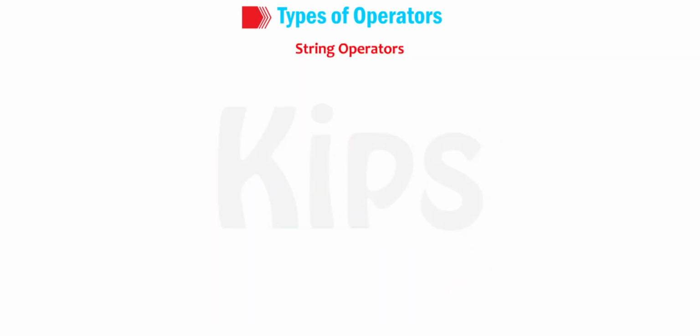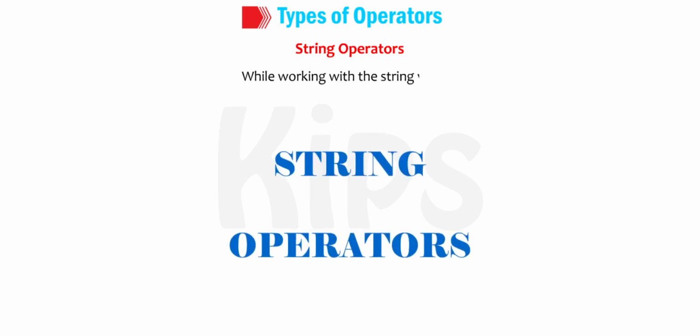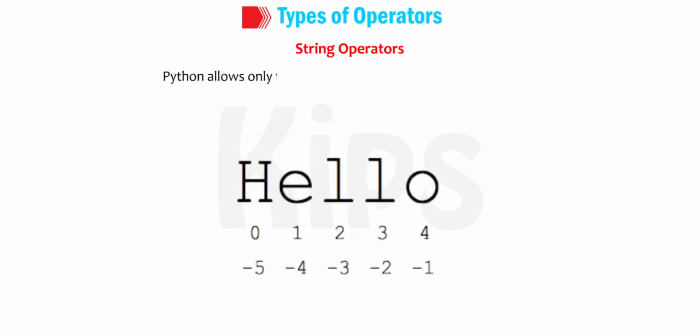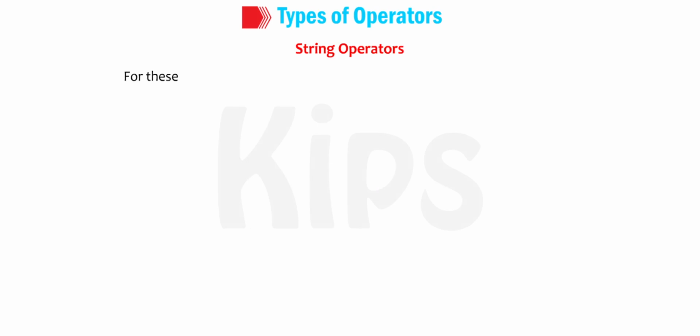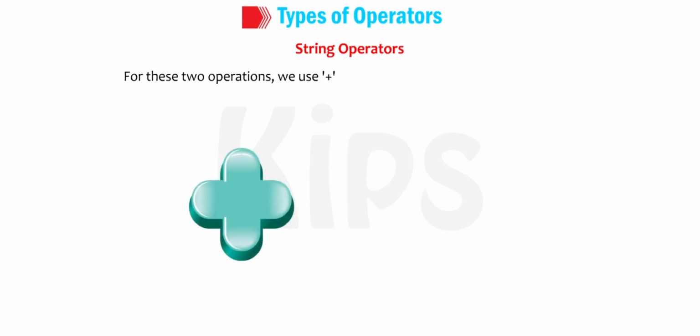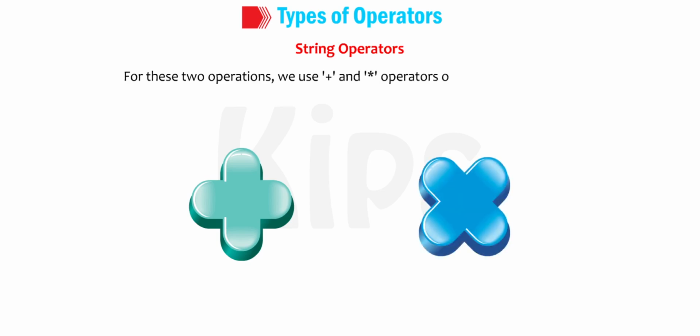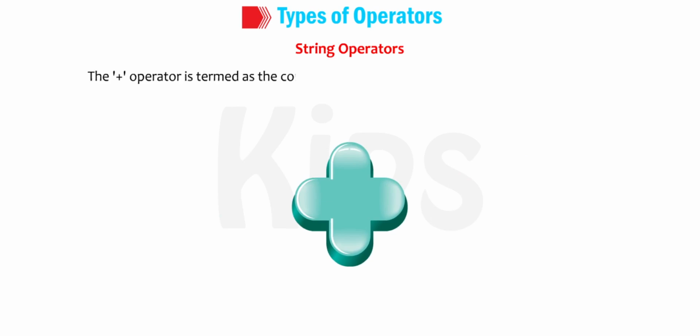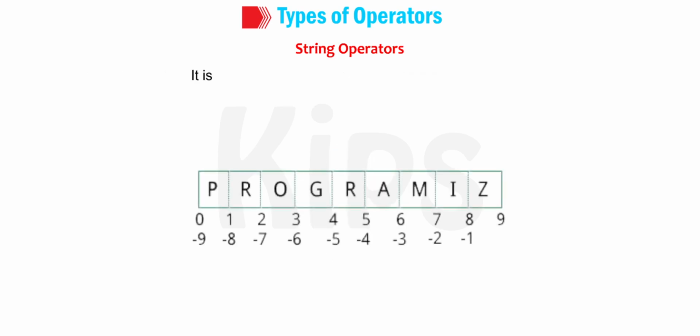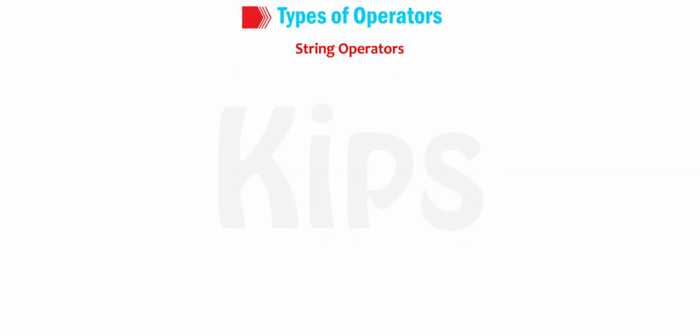String operators. While working with the string values, Python allows only two types of operators on the string data types. We can either join two strings or replicate a string multiple times. For these two operations, we use plus and asterisk operators on strings respectively. The plus operator is termed as the concatenation operator when you use it with the strings. It is used to concatenate or join two or more strings.